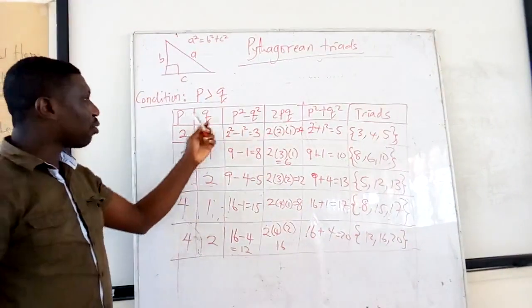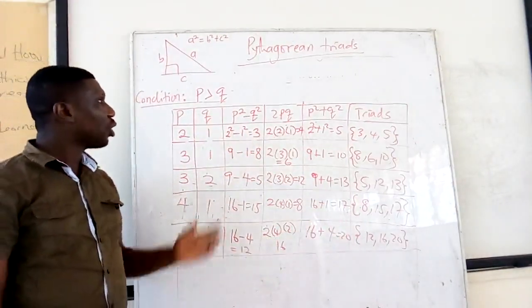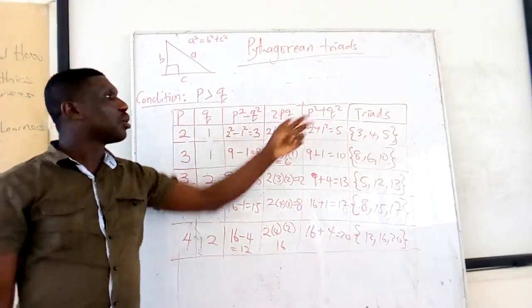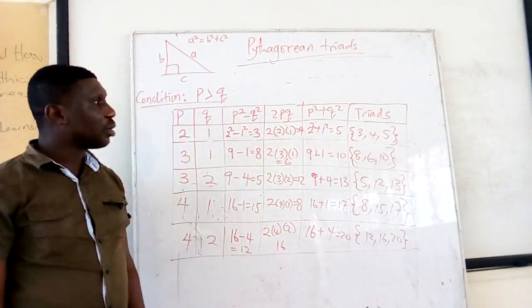So with this, you can form more and more and more. Don't worry, anytime you have to form them, you just have to know 2 natural numbers, and using this model, you can always find the Pythagorean triads.